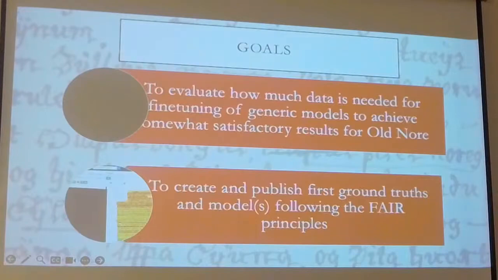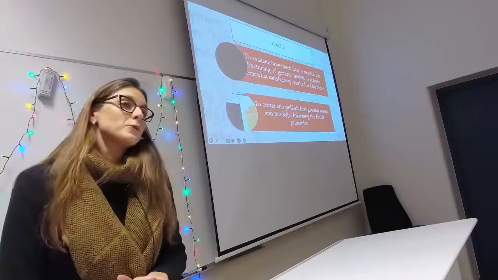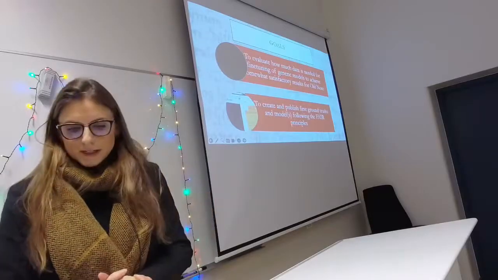What were our goals behind the experiments I'm presenting? Basically we wanted to evaluate how much data is needed for fine-tuning of generic models to achieve somewhat satisfactory results for Old Norse. So basically to get an impression how easy fine-tuning is for individual scholars with limited resources. Additionally, we wanted to create and publish ground truths and models following the FAIR principles. We wanted to get the ball rolling for HTR for Old Norse, so more people become familiar with it and perhaps want to contribute to producing training data and exchanging best practices.